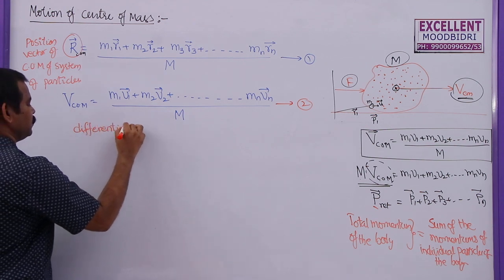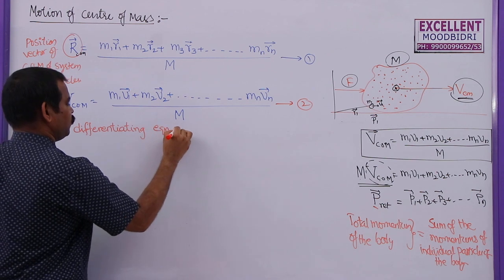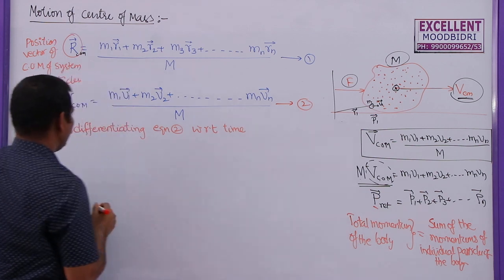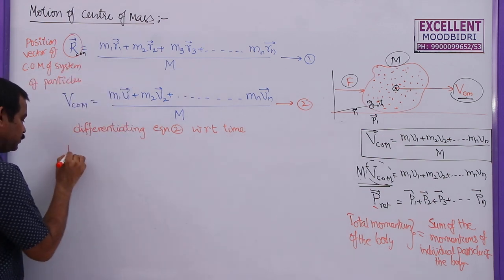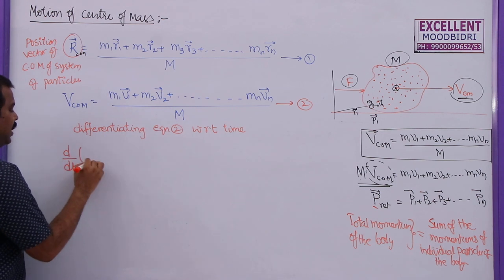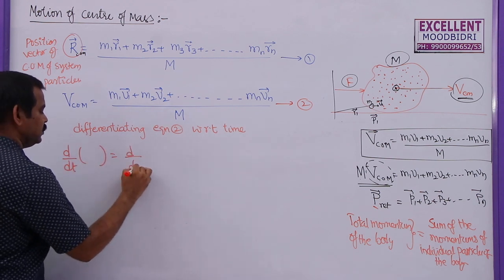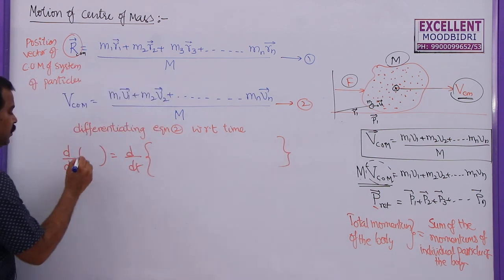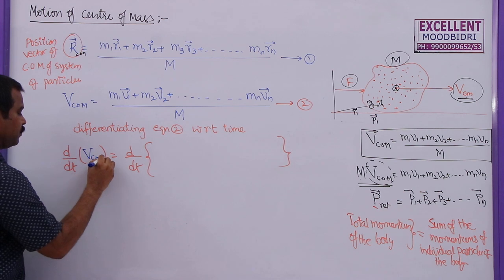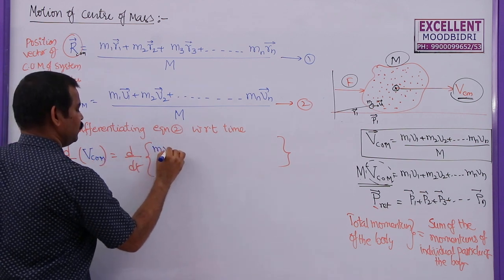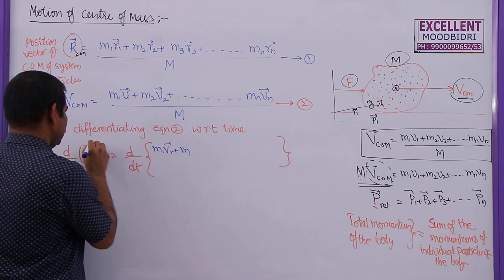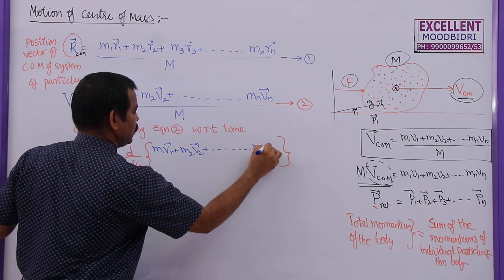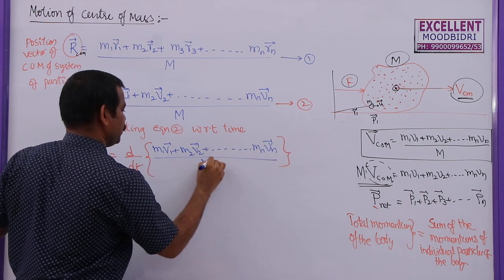So what I am going to write? Differentiate equation 2 with respect to time. Now what we are going to get? I am going to differentiate this velocity of center of mass. This is d by dt. This is the expression 2. So now let me write this one. This is VCOM. This is m1 v1 plus m2 v2 bar and so on, mn vn bar by total M.